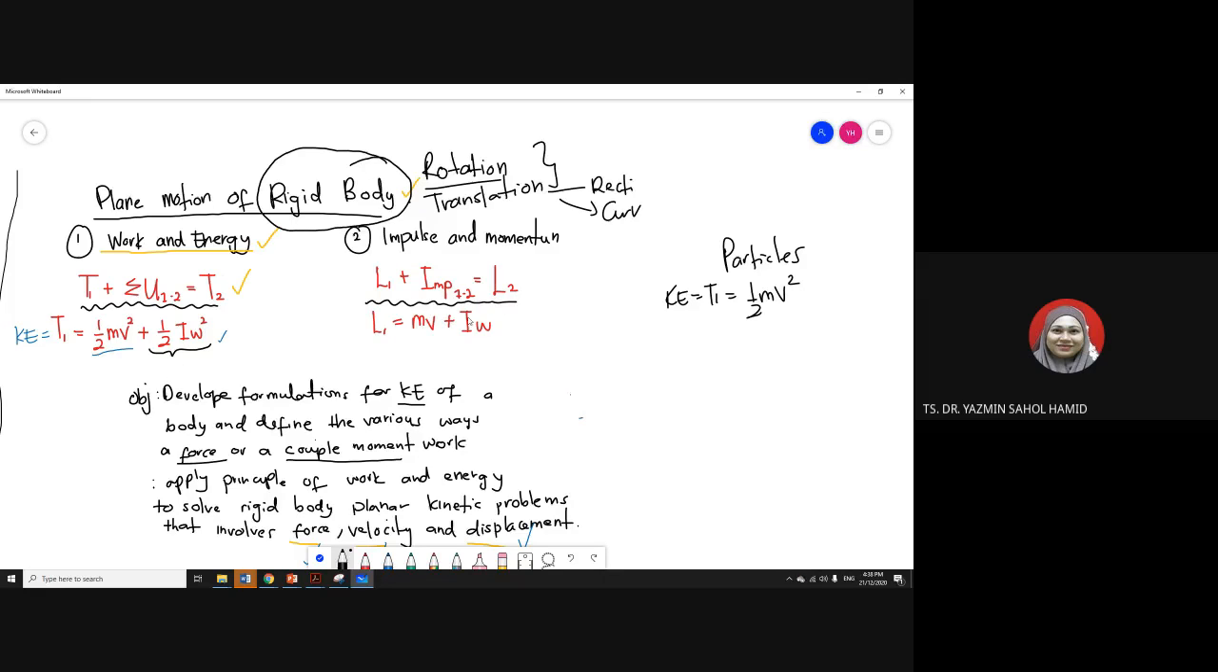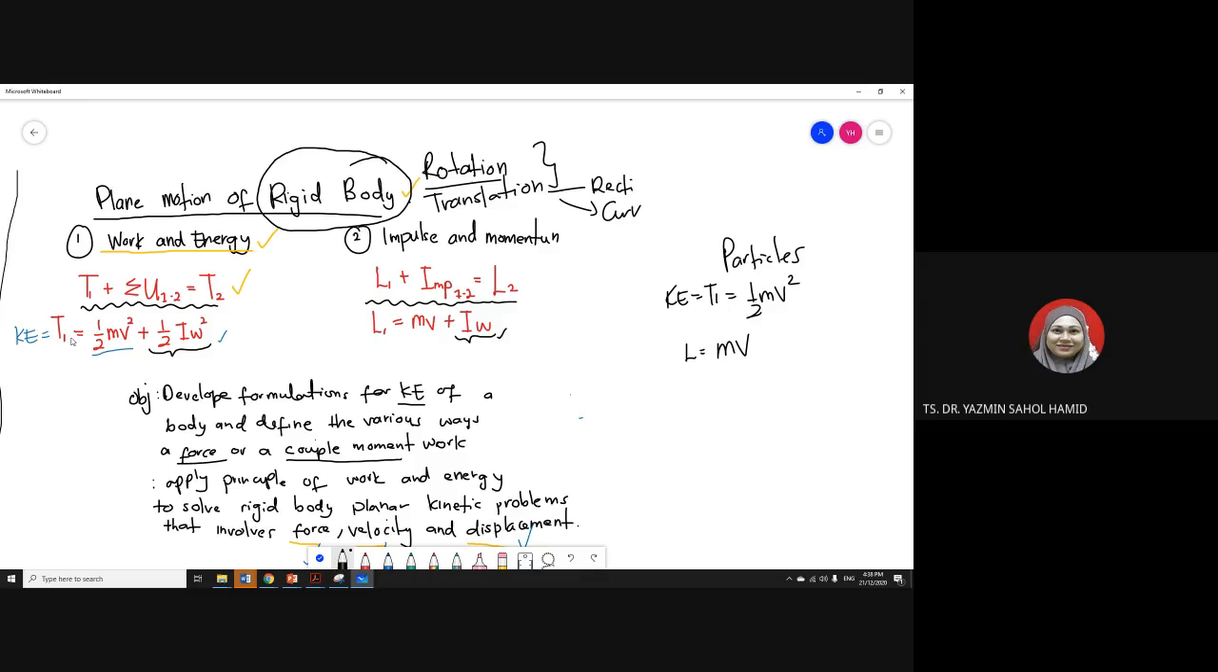Similarly with impulse and momentum. Previously, when you learned particles, the linear momentum was only mv. Sorry, I mixed it up. Now there is an additional formula. Mirza, can you read the additional formula again for impulse and momentum? I omega. So this is the additional formula.